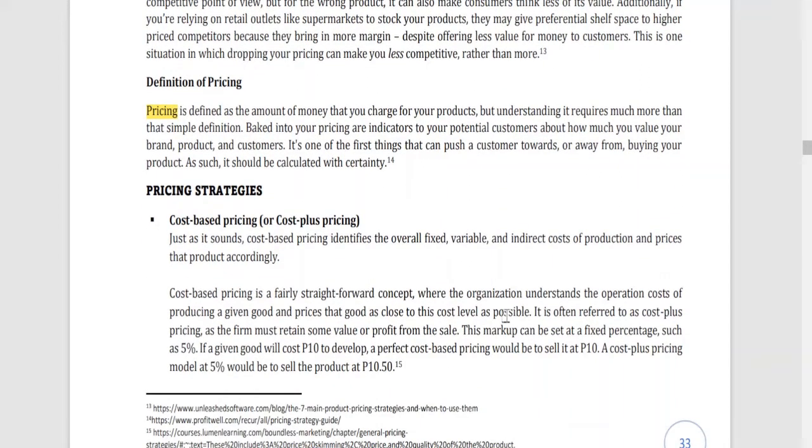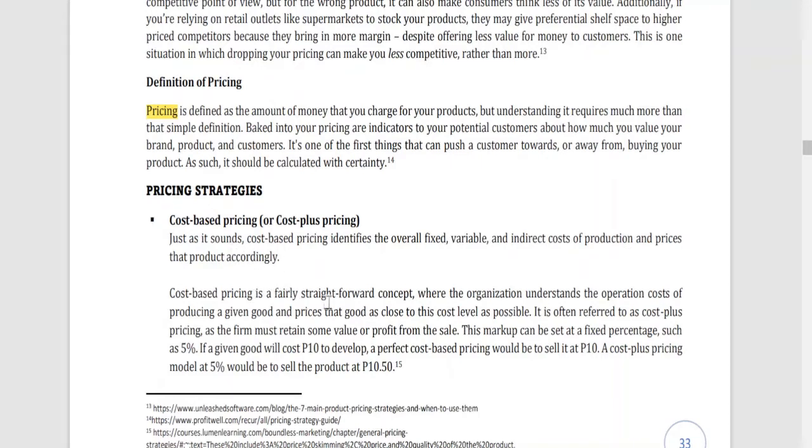So here are some of the suggested pricing strategies that you can apply. The first one is the cost-based pricing, or sometimes it's also called cost plus pricing. From the term itself, it is based on cost. So your starting point here is you need to know what is the cost of your products and services. The cost-based pricing identifies the overall fixed, variable, and indirect costs of production and prices that product accordingly.